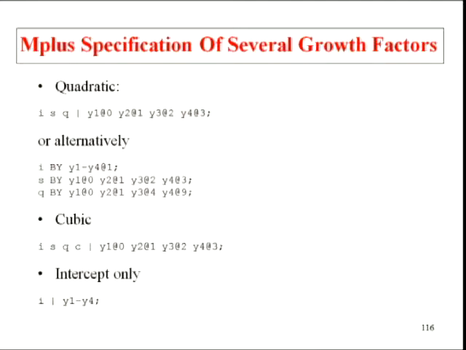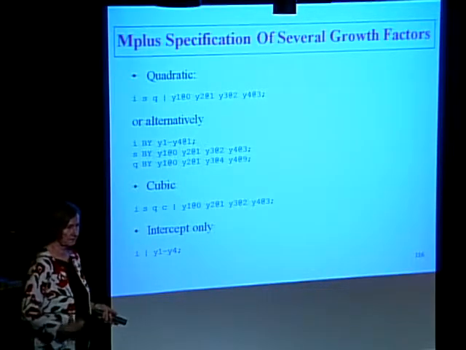Or you could specify this by using the BY statements, where the intercept growth factor loadings are 1, the linear slope growth factor loadings are 0, 1, 2, and 3, and the quadratic slope growth factor loadings are 0, 1, 4, and 9. You can also do this for a cubic model by giving 4 names before the bar, and an intercept-only model by just giving 1 name. So the bar statement makes a decision about what kind of growth model it is by how many names it finds before the bar statement.